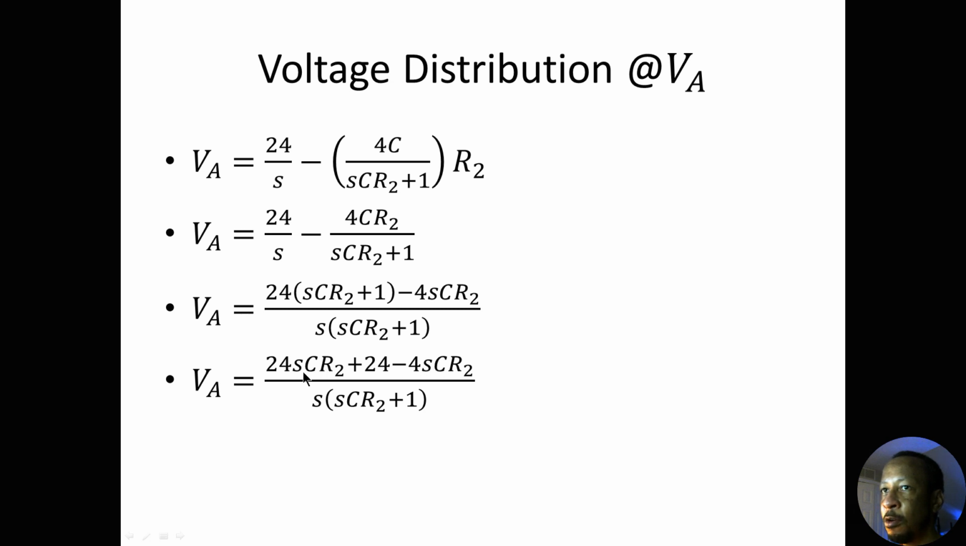So these are like terms. I have s C R2 here, s C R2 there. They only differ by their coefficient, which is 24 versus a negative 4. Those are like terms. Add them up and you end up with 20 s C R2 plus 24, divided by s times what's in parentheses, and what's in parentheses is s C R2 plus 1.